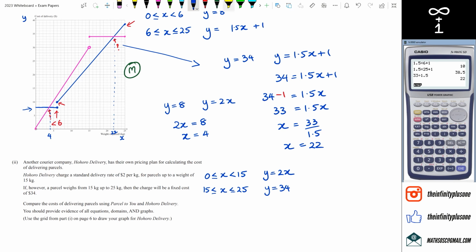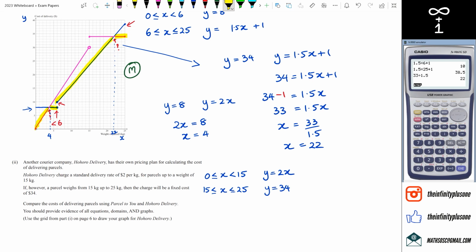Okay, so if we look at which one is the cheapest, I'm going to look at the cheapest option for me, depending on the weights that I'm going to send. If I'm going to send between 0 and 4, I probably should go with Hohoro. After 4 kgs, I probably should go with Parcels to You, all the way up to 22 kgs. Because after 22 kgs, I'm probably going to go back to Hohoro.